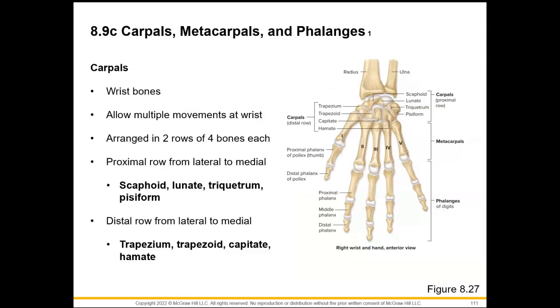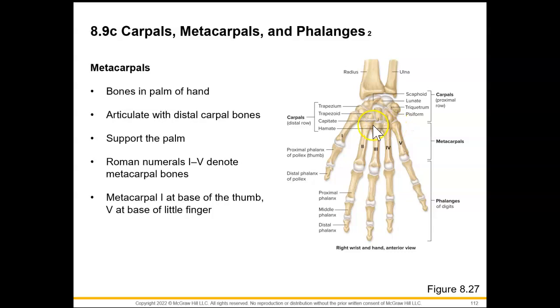Now onto our carpals. Our carpals make up our wrist bones, and they allow for multiple movements at the wrist. They're arranged in 2 rows of 4 bones each. Our proximal row here consists of our scaphoid, lunate, triquetrum, and the pisiform that sits atop the triquetrum. And then we go back here to the lateral side where we have the trapezium, trapezoid, capitate, and hamate, which has a distinctive hook to it.